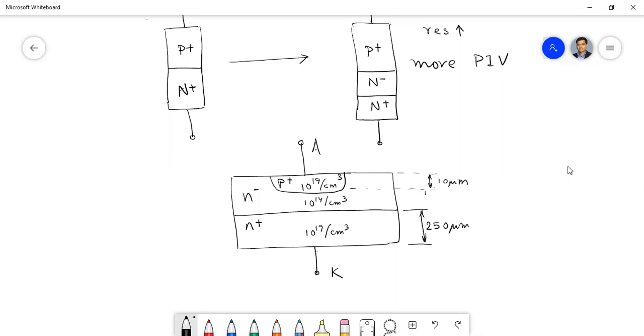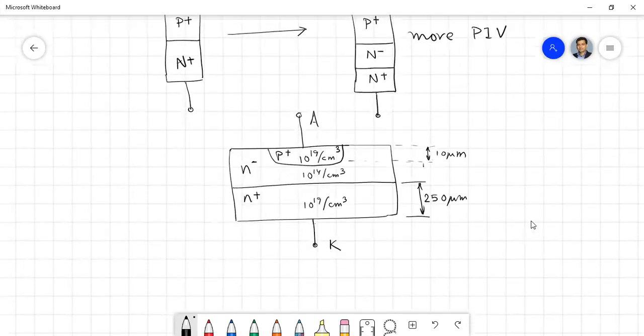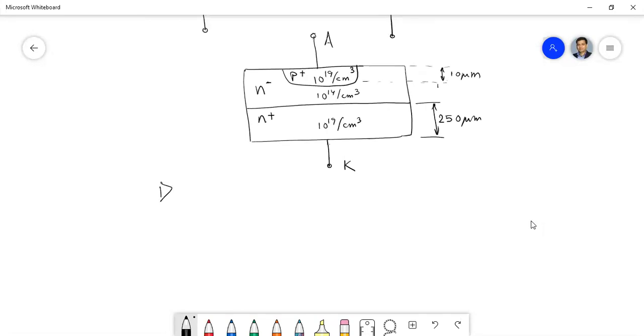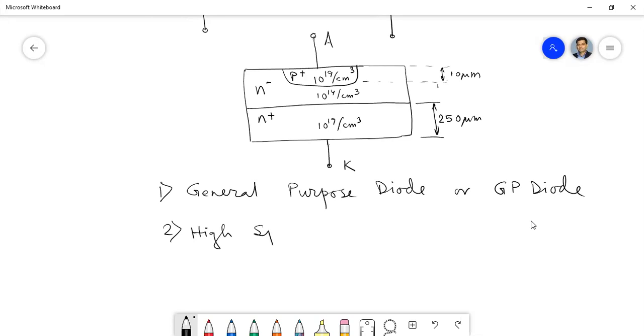I have drawn the typical figure of a power diode, though there are different variations of power diode like the general purpose diode, or GP diode, and the high speed or fast recovery diode, etc. So this is a typical structure, but there are variations.